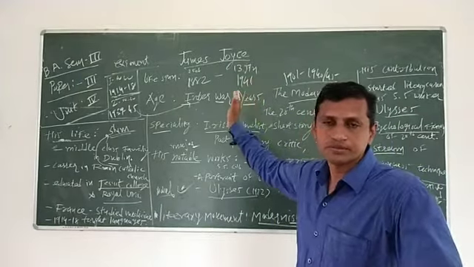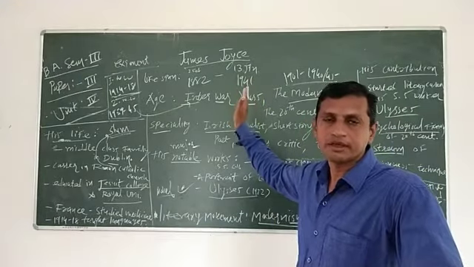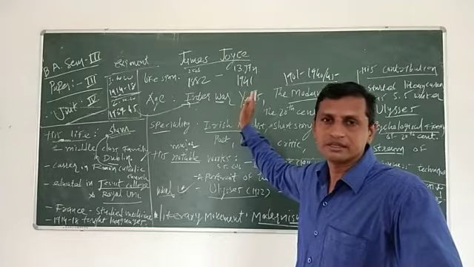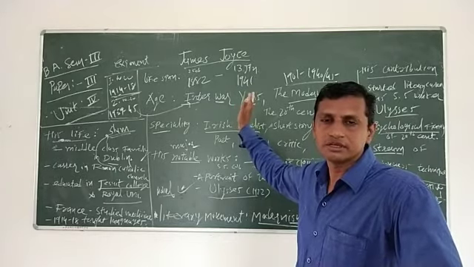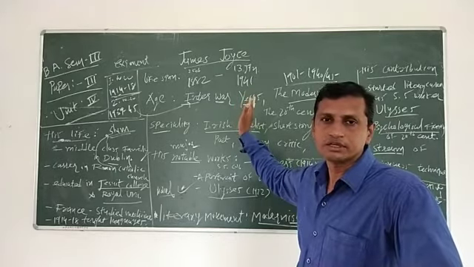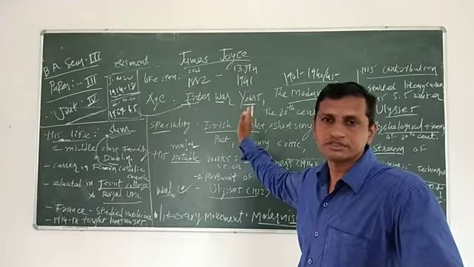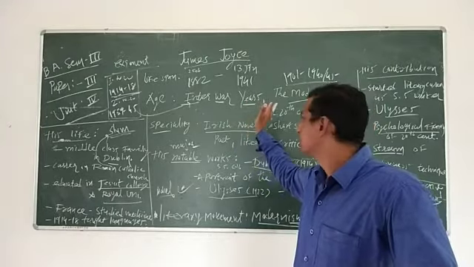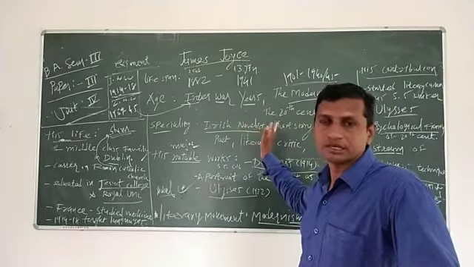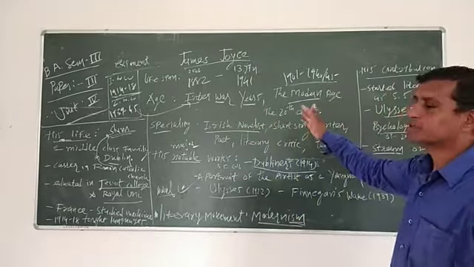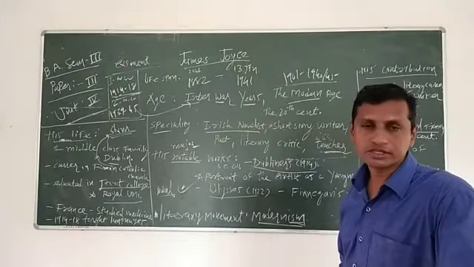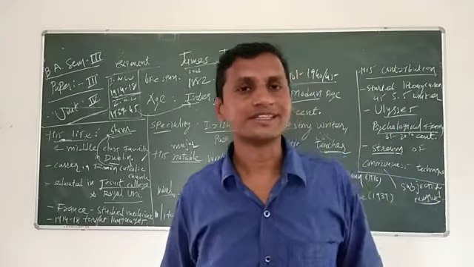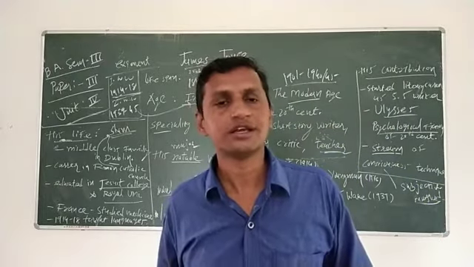James Joyce, lifespan: born 2nd February 1882, and he died on 13th January 1941. He belonged to the age of interwar years, the modern age, the 20th century speciality. Irish novelist, short story writer, literary critic, poet, teacher.